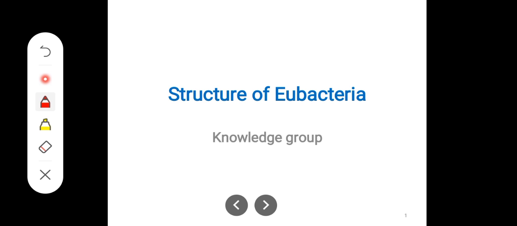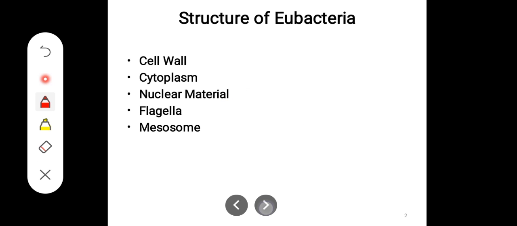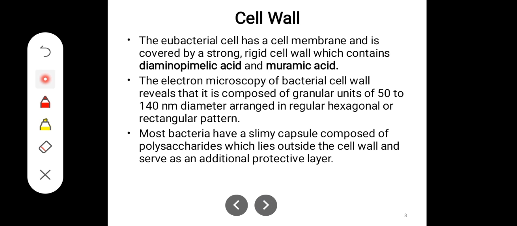So let's start. The structure of Eubacteria. Basically, it's a type of bacteria, and you may know that because you are all very intelligent. So, the structure of bacteria contains cell wall, cytoplasm, nuclear material, flagella, and the last one is the mesosomes. So, next, cell wall.